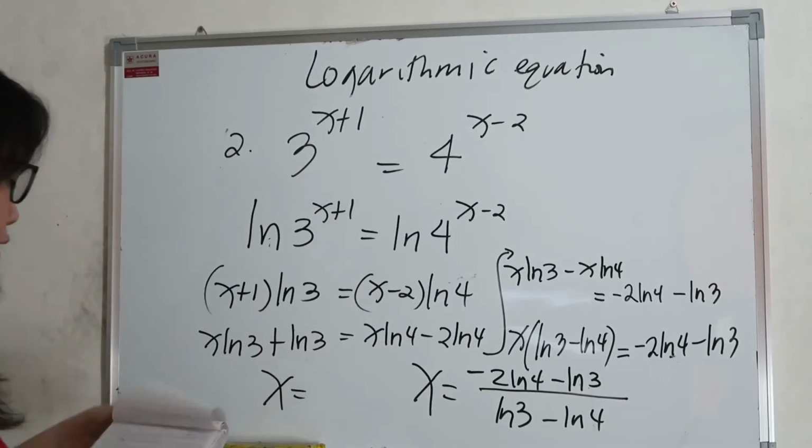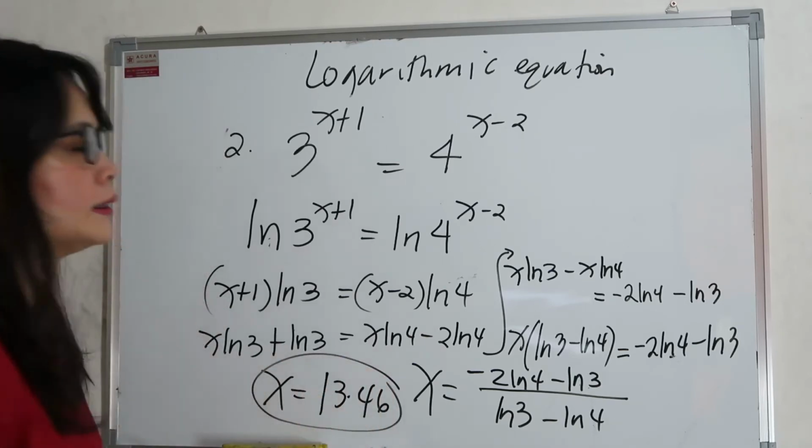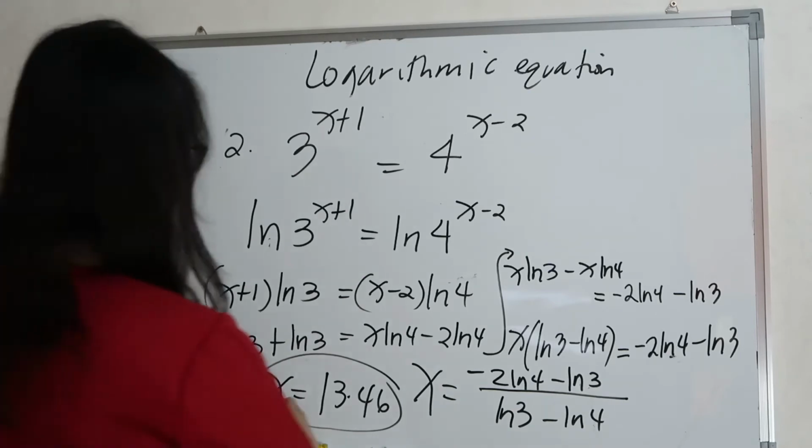Okay, 13.46. That's very good. So 13.46. Okay? So that's how we solve a logarithmic equation. Another example.